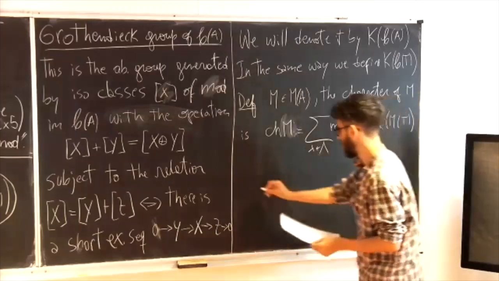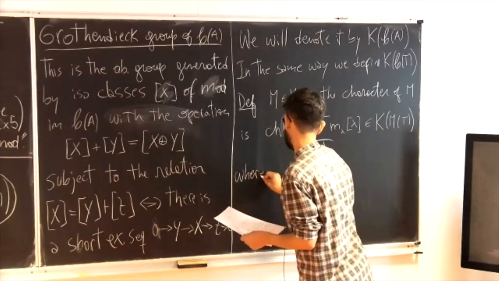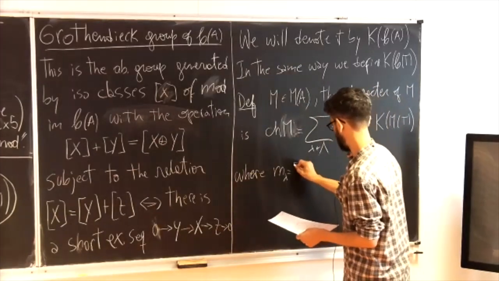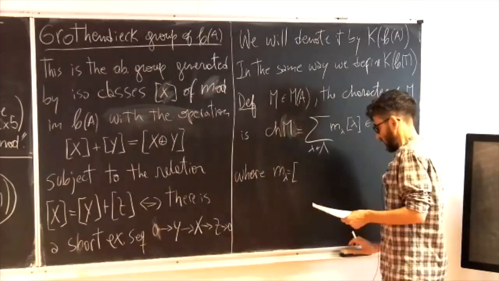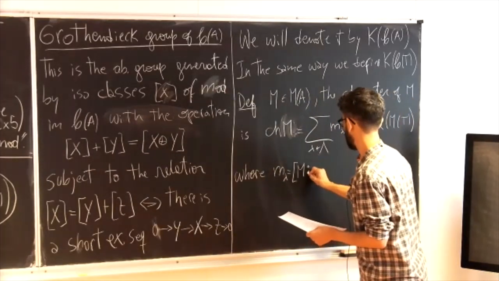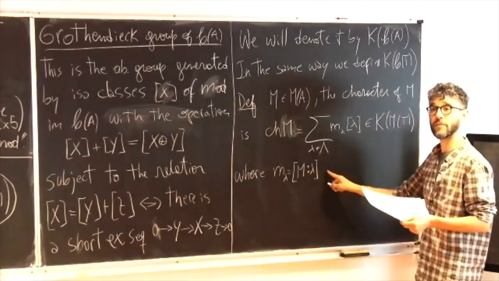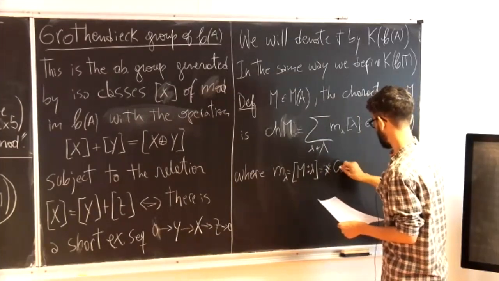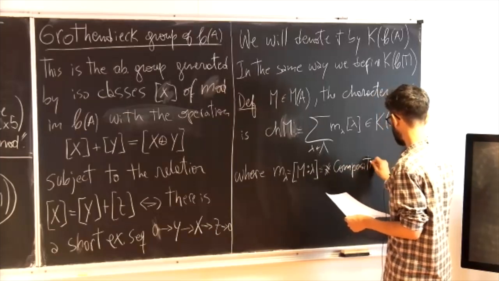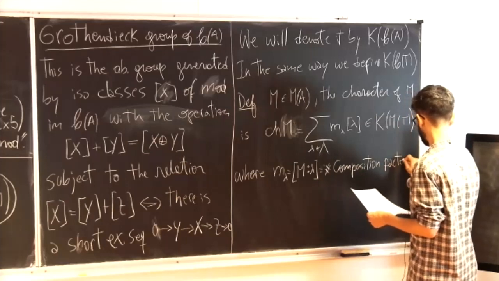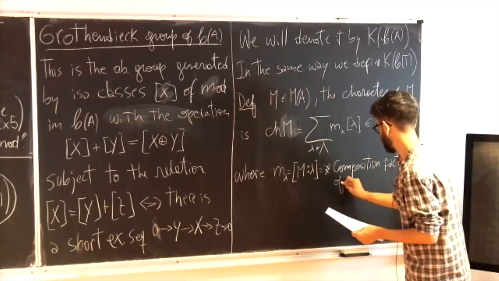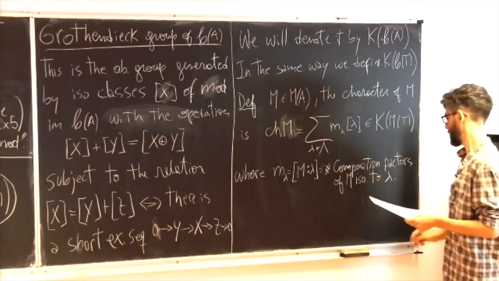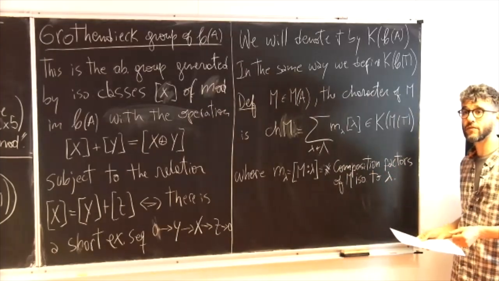and where M lambda is an integer which usually is denoted in this way: brackets M and lambda, and this is the number of composition factors of M isomorphic to lambda. And now I will recall what the composition factor is.